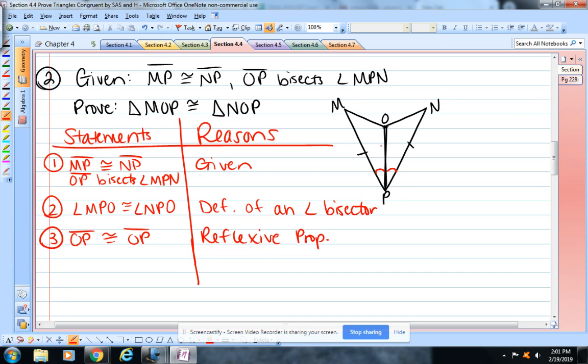So I can mark that one congruent to itself. Now what do I have? Side, angle, side. So now I can say the triangles are congruent because of side, angle, side. Does that make sense? Triangle MOP is congruent to triangle NOP.